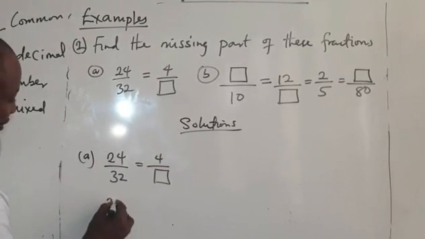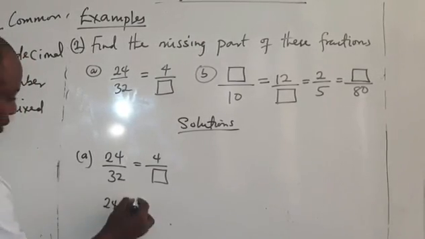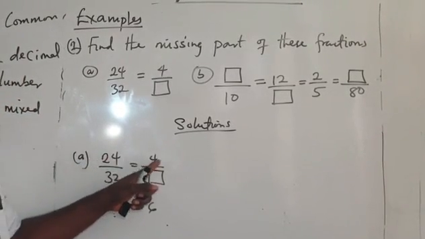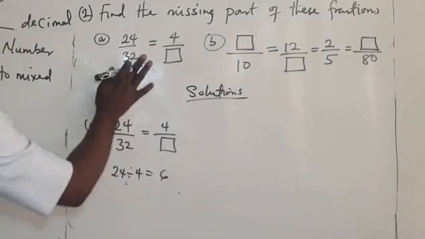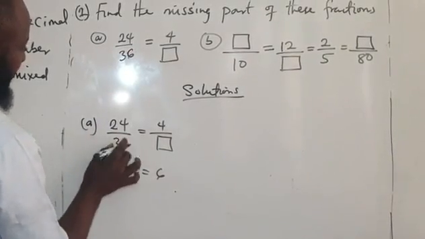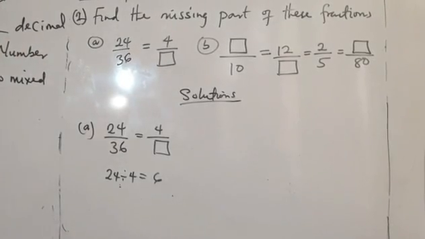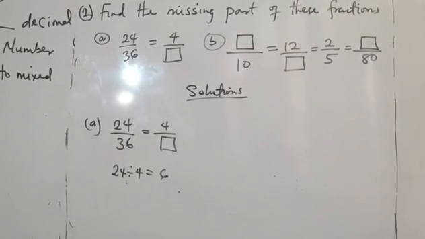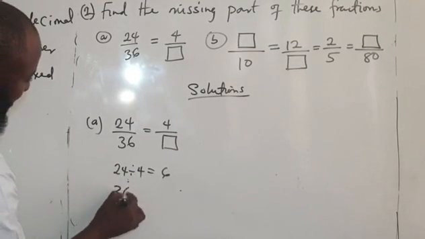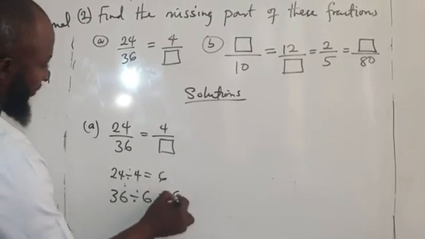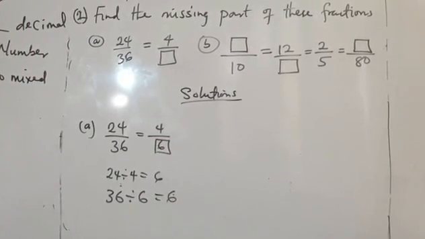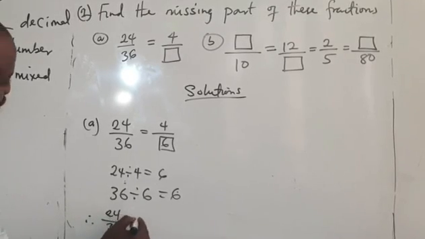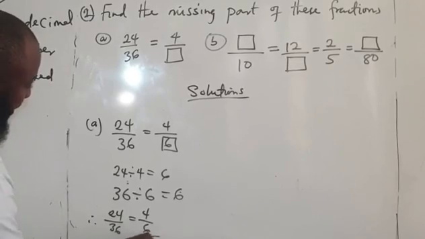So the first thing is 24 divided by 4. That gives us 6. Which means 24 has been divided by 6 to get 4. This is supposed to be 36, sorry. So that means we're going to have 36 divided by 6, which will give us 6. So what will be here is 6. Exactly. Therefore, we can then have 24 over 36 equals 4 over 6. That will be the answer.